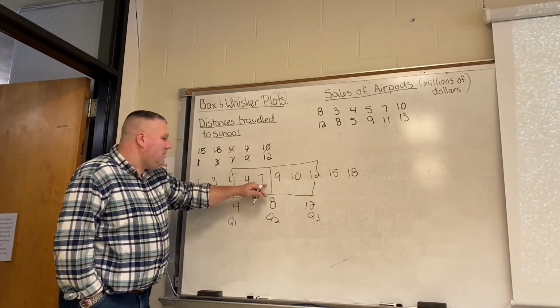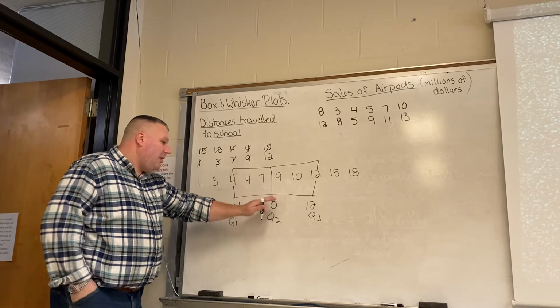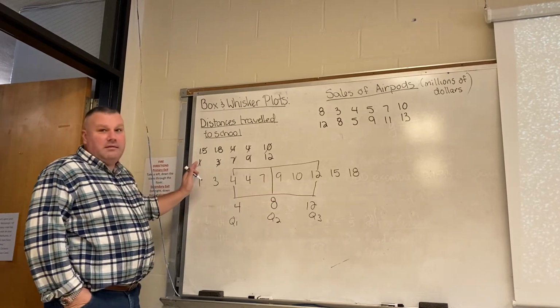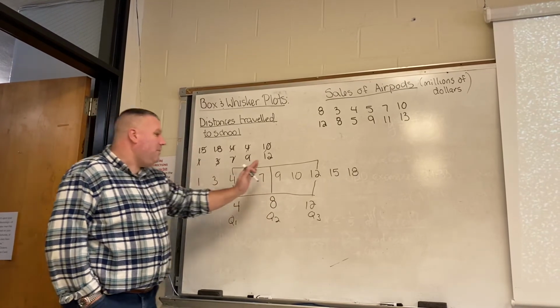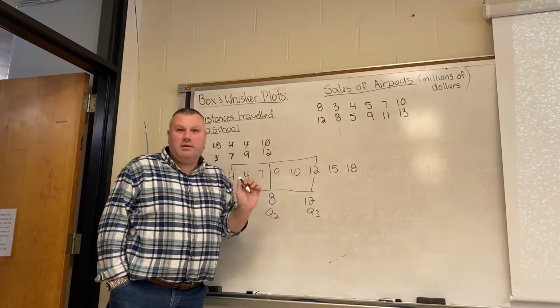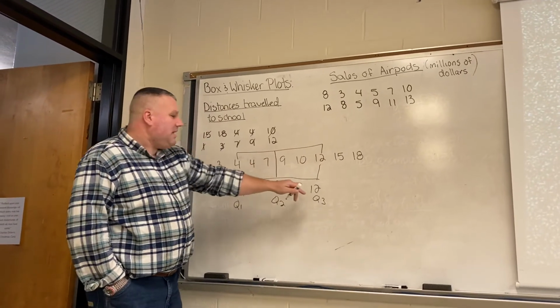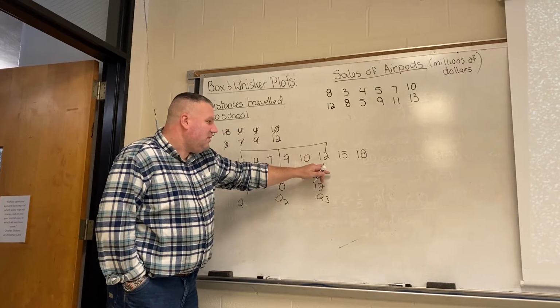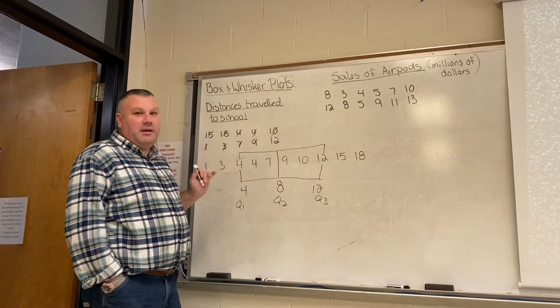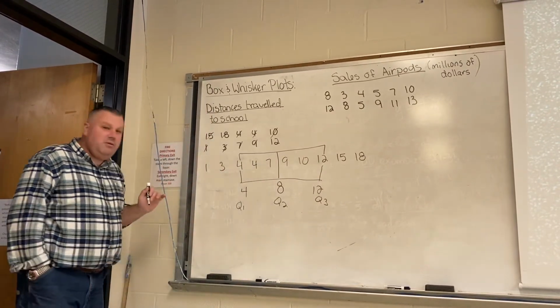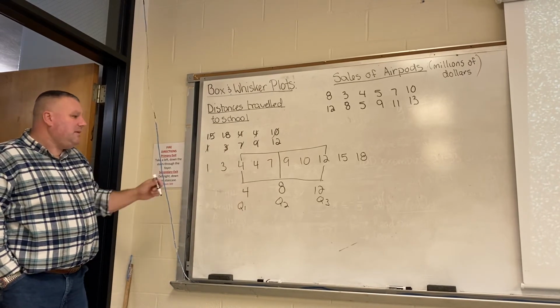So you can see which percentage of students travel how far. 50% of the students travel less than 8 miles, where 50% of the students are traveling more than 8 miles. 75% of the students travel less than 12 miles. There's a couple of different ways that you can look at this information, but this is your box and whisker plot.